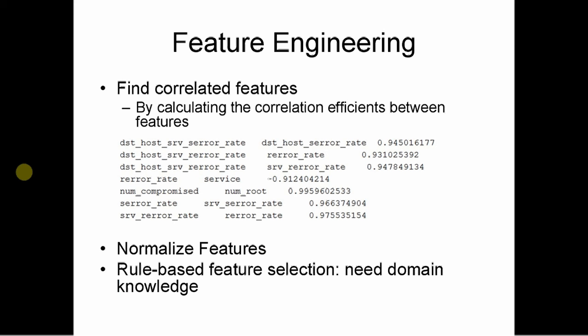Besides this, we also need to do normalization among all the features so that every feature in the dataset has a similar influence on the results. And we can also do rule-based feature selection. But this selection requires us to have domain knowledge about intrusion detection. Because we don't have such domain knowledge, we don't do the rule-based feature selection here.